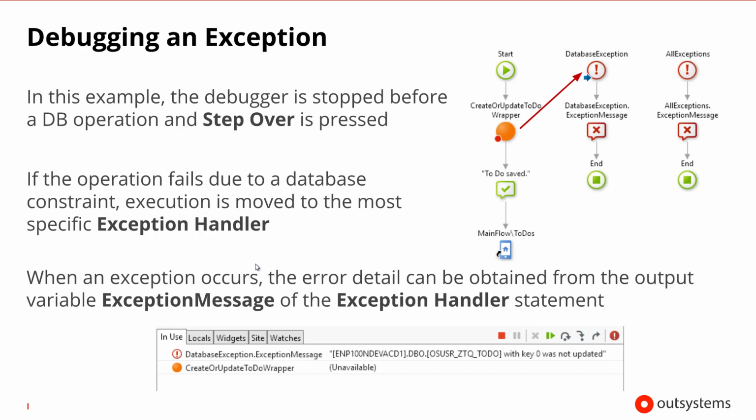When this type of exception occurs, to get more information about the error detail, we'll find that in the exception message for that particular exception handler. So here in use, we see that the database exception has its exception message, and there's a problem with key 0 was not updated. So that helps us understand a little bit more about the exception and what occurred to cause that type of problem.